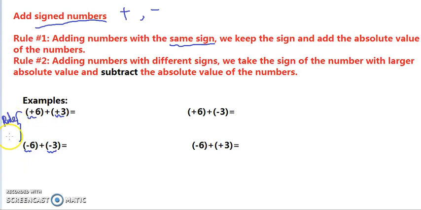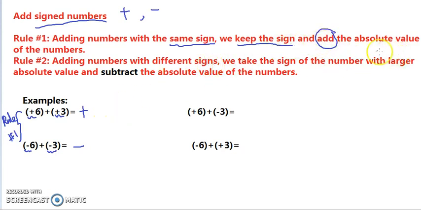We're going to use rule number one. We will keep the sign. So for example, plus and plus, we will keep it as plus. And minus, we're going to keep it as minus. First we determine the sign of the answer, and then we find out what the number is. We add the absolute value of the numbers.